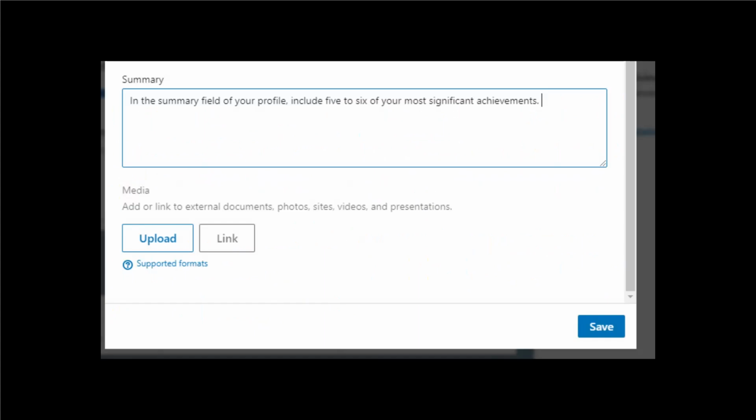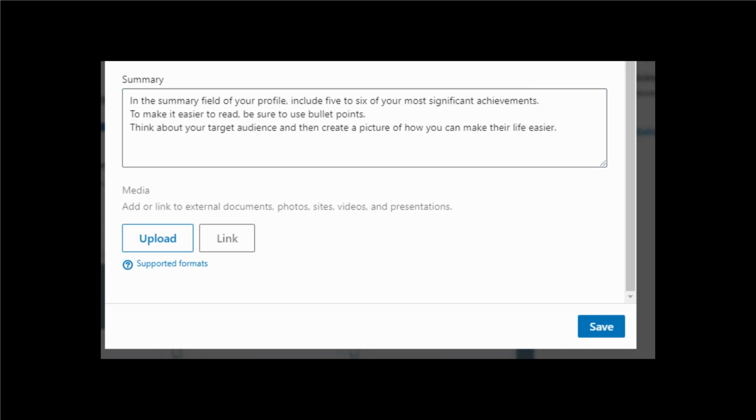Include your biggest achievements. In the summary field of your profile, include 5 to 6 of your most significant achievements. To make it easier to read, be sure to use bullet points. Think about your target audience and then create a picture of how you can make their life easier.